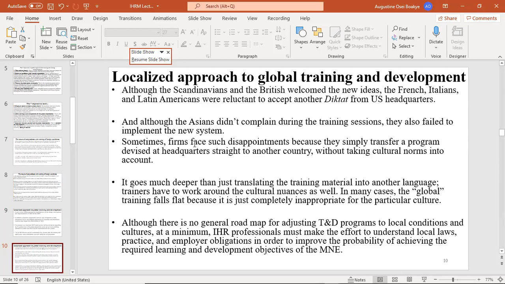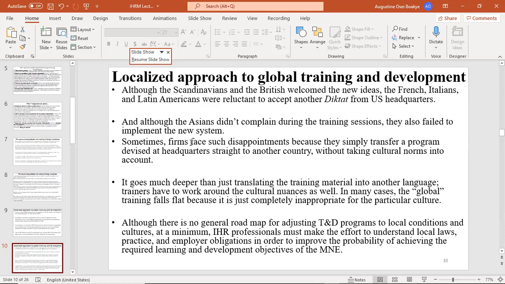Now, although the Asians didn't complain during the training sessions, here too, culture is at play when it comes to the issue of collectivism. Usually collectivists tend to be more conservative. So they will not be telling you their true feelings, but behind your back, they will be actually doing something to affect you. They also failed to implement the new system.